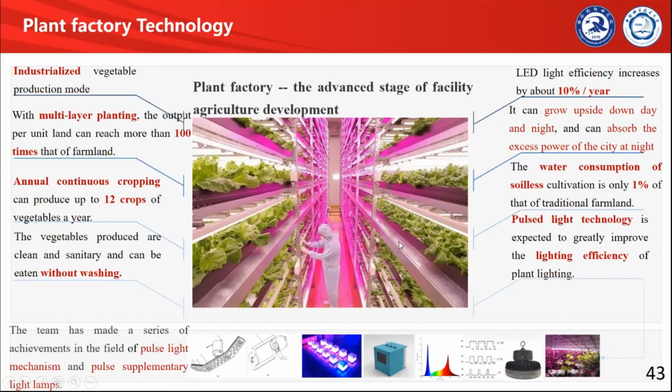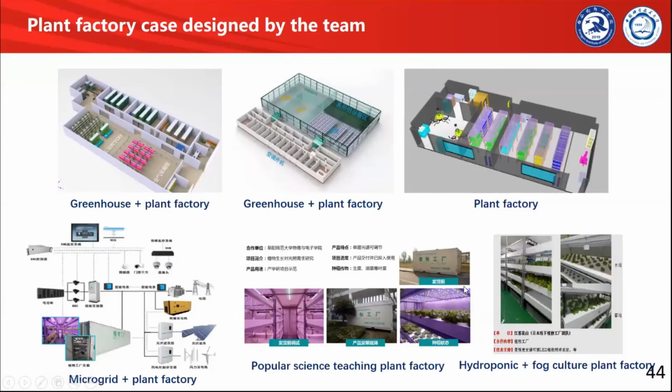Another important concept is called plant factory. Once we have electricity power, we can grow vegetables inside the house, and this is a very high efficiency agriculture way. We combine the PV with the plant factory. Our group already did a lot of R&D work, and in China it is advanced technology.